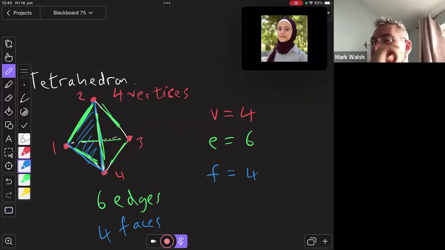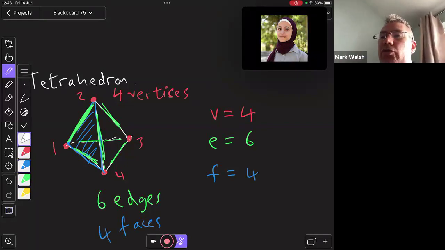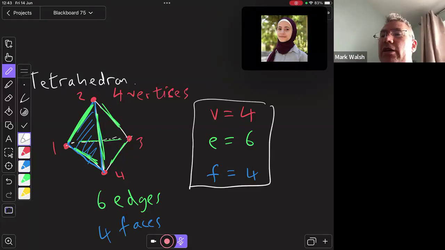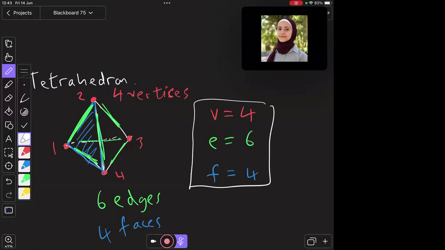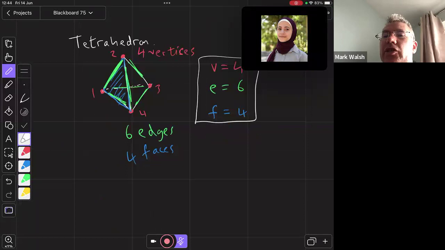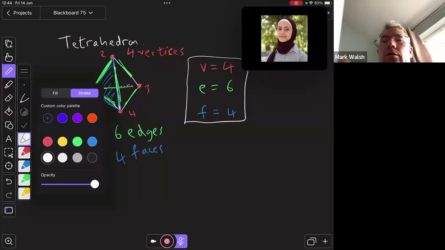Okay, that was easy, right? But I want to just teach you the language, so you understand what these things mean now. V equals 4, E equals 6, F equals 4, yeah? Yes. Okay, now let's take another shape. By the way, it doesn't have to be regular, right? Let's take a non-regular shape for a second.